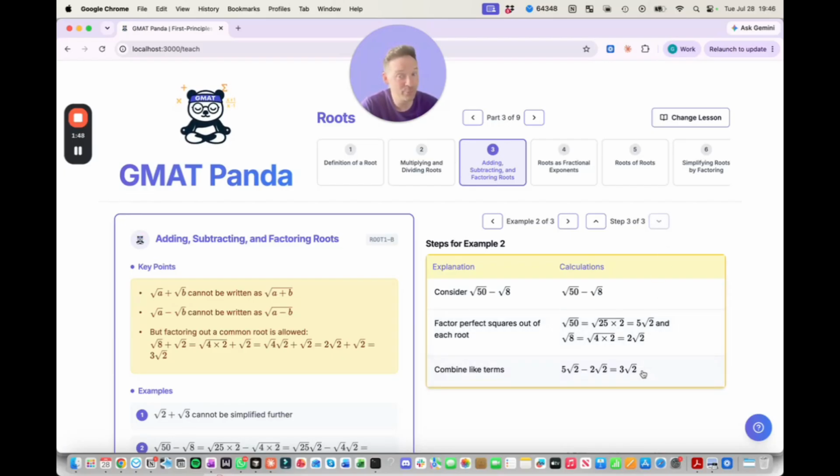And at this point, we can combine them, because in each of the terms we have a square root of 2. And so we can factor that out and say it's, well, 5 minus 2 square roots of 2's.